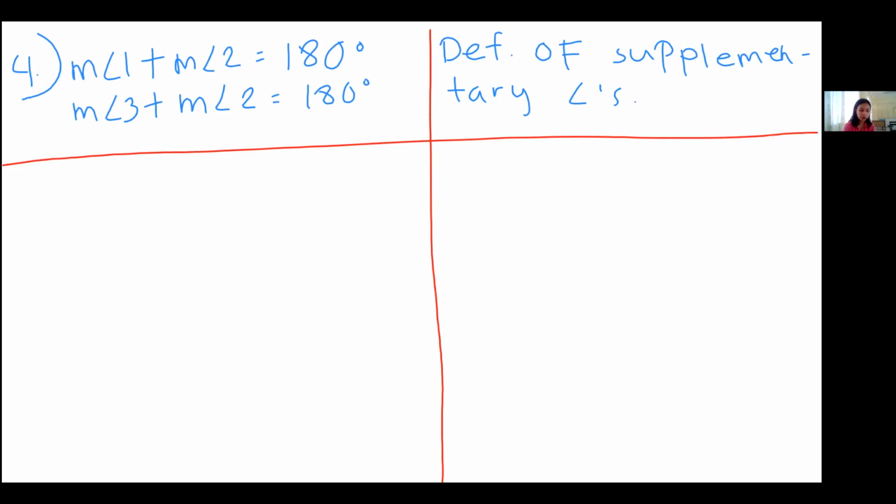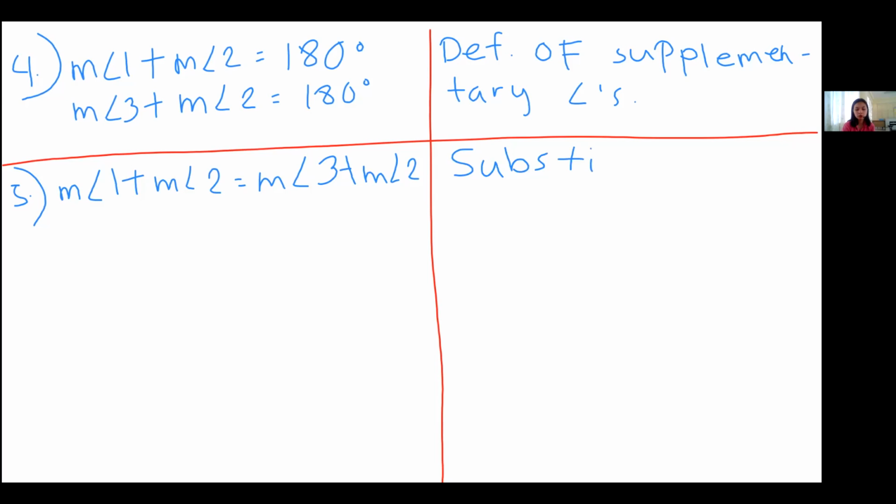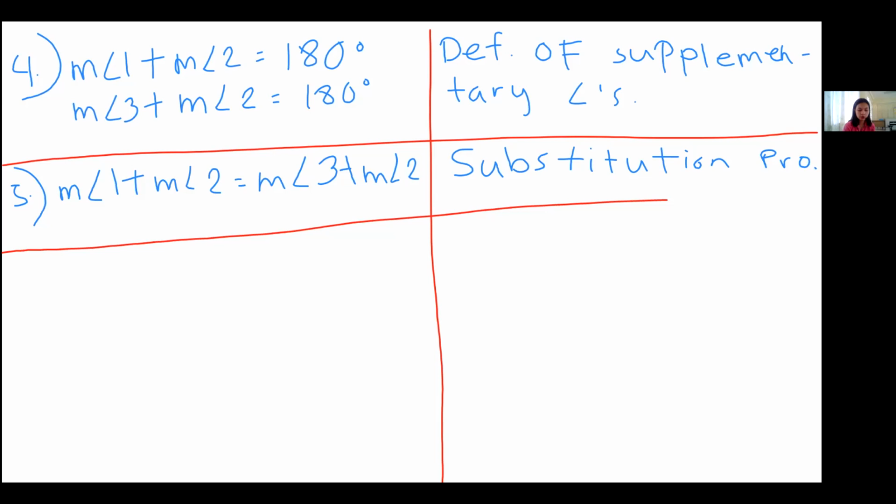Ayan, nagkaroon na tayo ng mga measurement. Next po, we can say, katulad po nung ginawa natin kanina, that the measurement of angle 1 plus the measurement of angle 2 is equal to the measurement of angle 3 plus the measurement of angle 2 by the use of the substitution din po, 'di ba? Since they are both equal to 180 degrees. Substitution property. Okay? Next, for our number 6 naman po, we can say that measurement of angle 1 is equal to the measurement of angle 3. 'Di ba? By the subtraction property again. Okay?